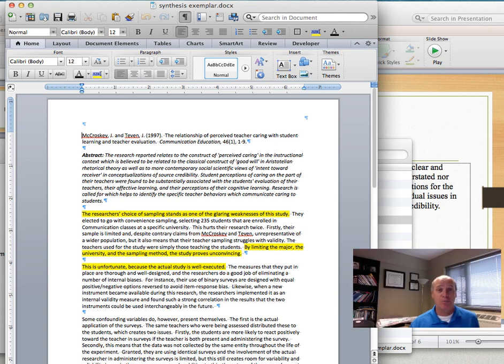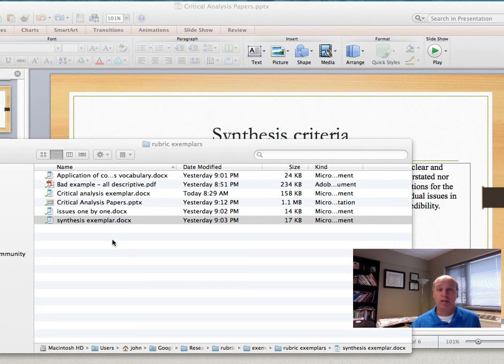All right, hope that those examples and non-examples are helpful to you. The one that I would look at as a good overall example of a nice paper and what you should be shooting for is the critical analysis exemplar.